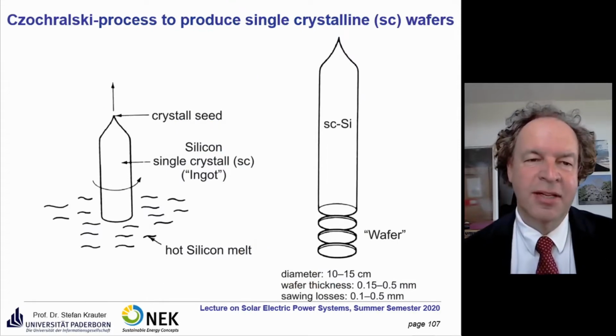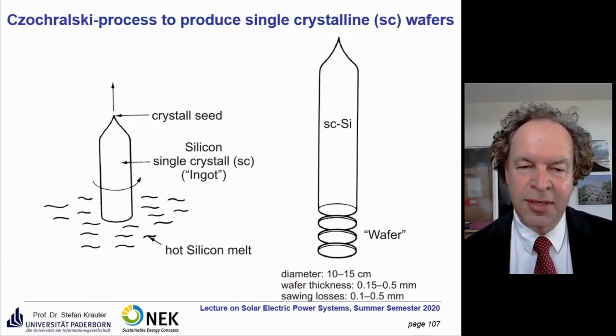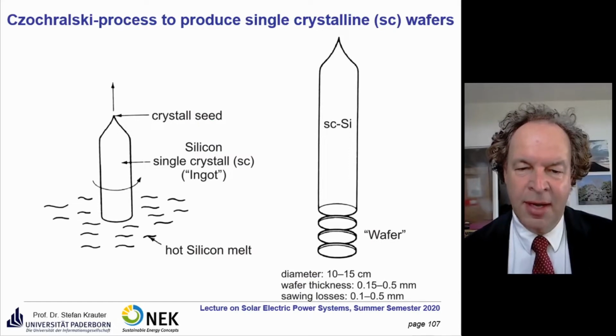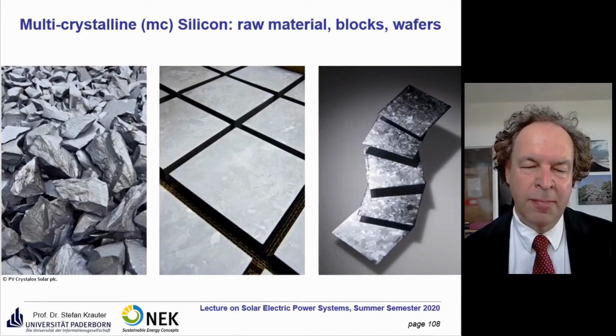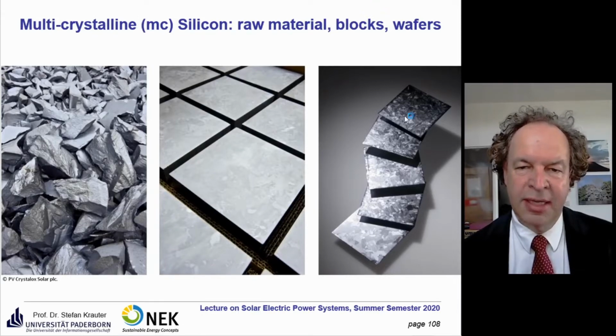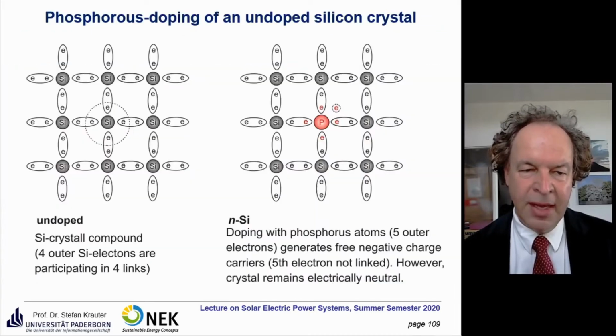So this is again the Czochralski process, as you saw in detail there, so I think I don't need to add something, but we come now to the next process. We want to make solar cells. So this was the raw material for multicrystalline solar cells on the left side, raw material, then the blocks, and here on the right side, the wafers. And here is the silicon, crystalline silicon.